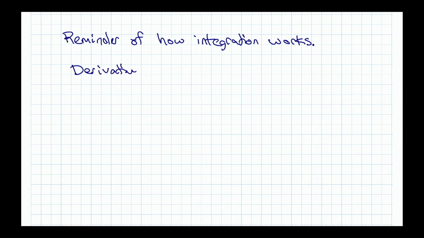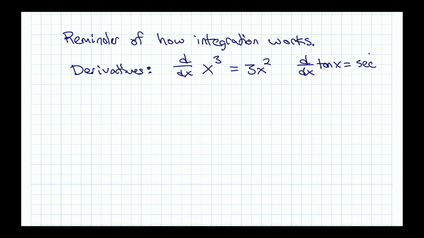So derivatives. Here's an example. If you take the derivative of x cubed, you get 3x squared. Of course you know that. And if you take the derivative of, let's say, tangent x, then the derivative of tangent x, hopefully you'll remember, is secant squared x. Okay? Now you know those. Every derivative formula, though, is an antiderivative formula. So the same formulas as antiderivatives look like this.